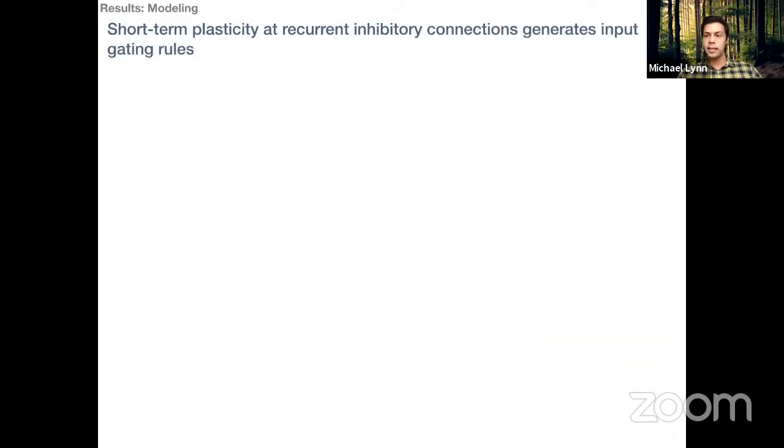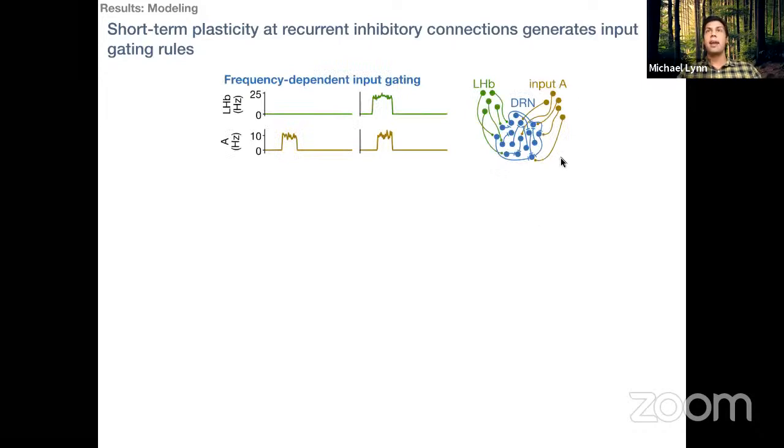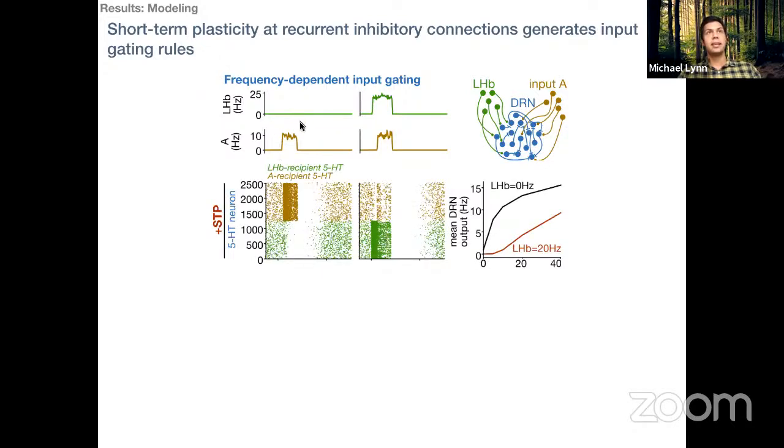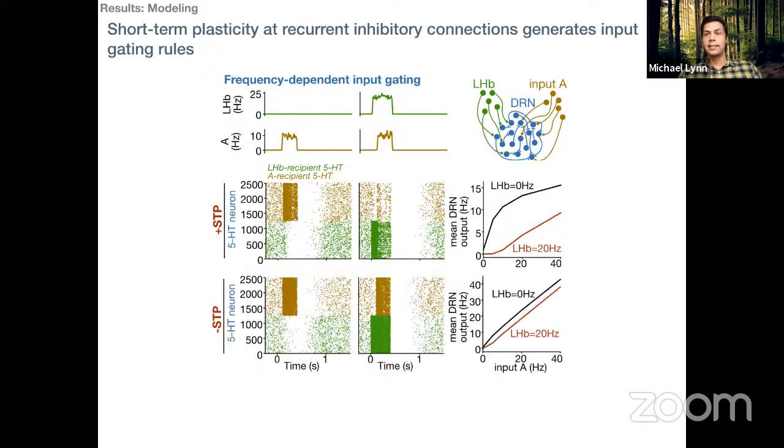Just to tell you briefly, another really interesting thing that these recurrent inhibitory connections with STP can generate is input gating rules. What does this mean? If you have a network where part of it receives input from habenula and another part receives input A, then here on the left, you see input A can generate a nice response in serotonin neurons, but if it's preceded by input from habenula, shown on the right here, then you get complete removal of the response to A, and that's shown here. And if you take out STP, all of that goes away, and you have no modulation of separate parts of the network.